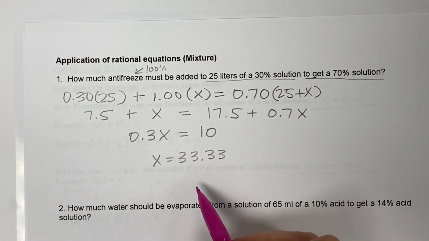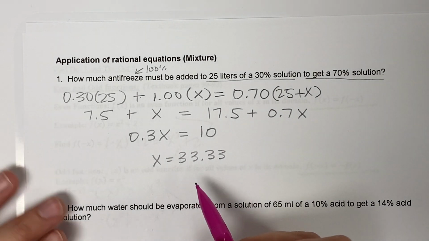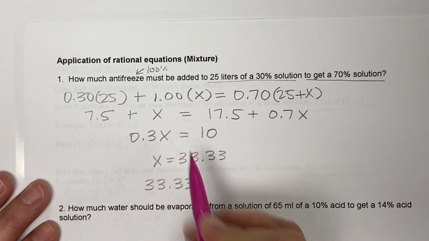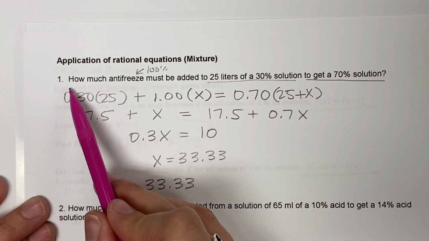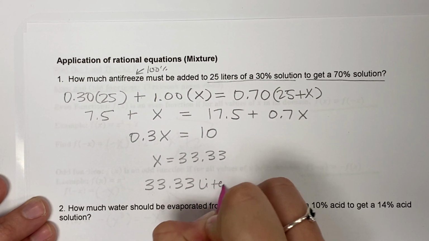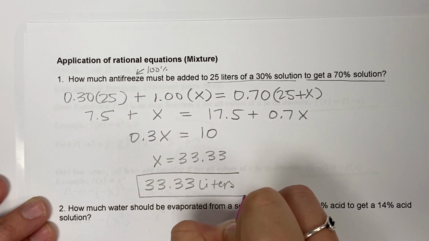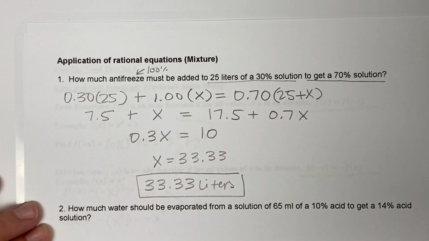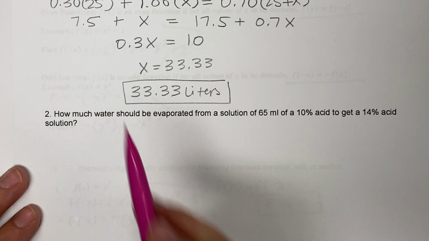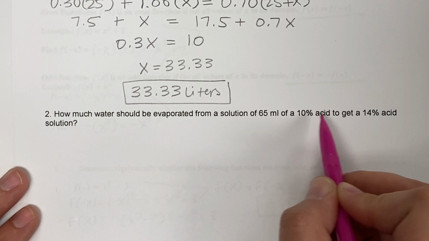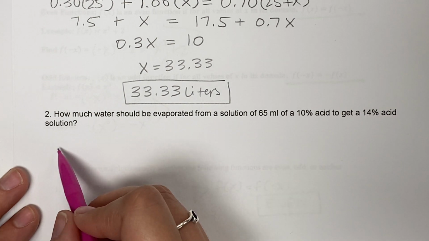So now, whenever we do word problems, we do need a unit. So our final answer is 33.33. Let's go back and read. We were trying to figure out how much antifreeze, so that's liters. So that's how much antifreeze needs to be added to get a 70% solution. All right, how much water should be evaporated from this solution to get a 14% solution?